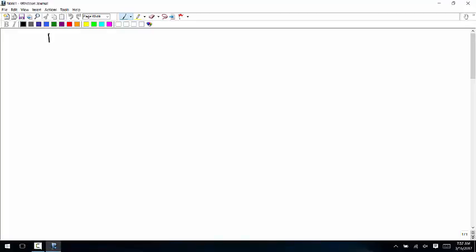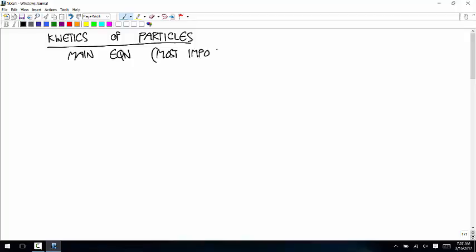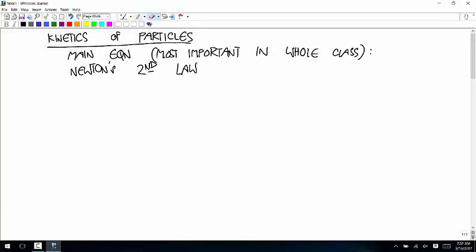Okay, so now we're on kinetics of particles. The main equation, the most important equation in this whole class, is Newton's second law. I'm going to always abbreviate that N2L because I'm going to write it all the time.